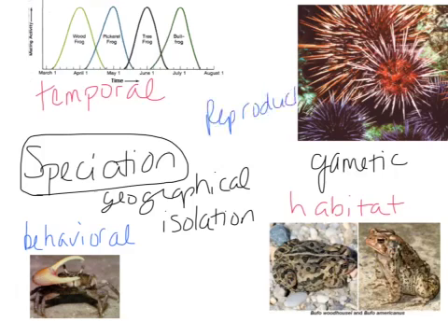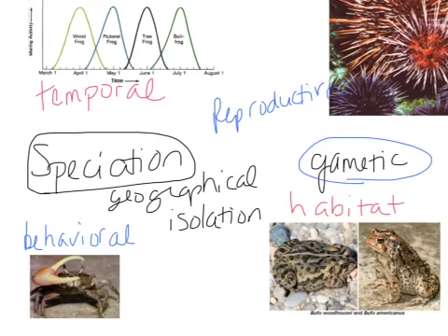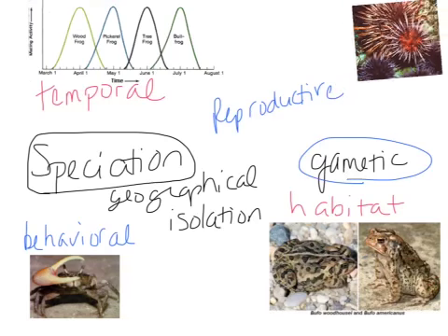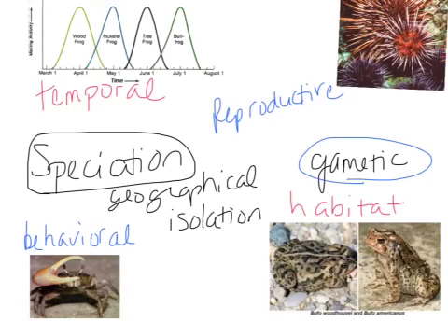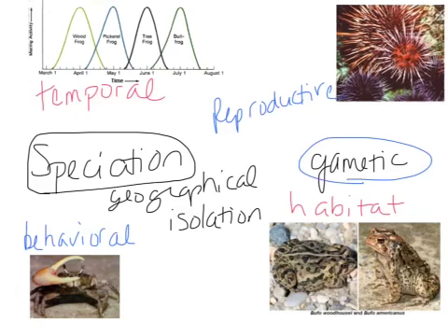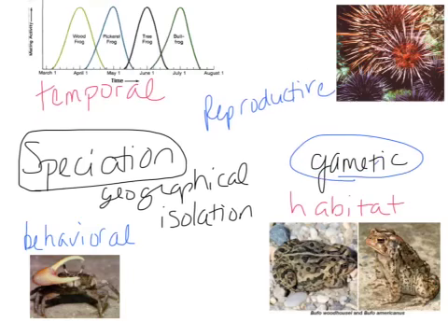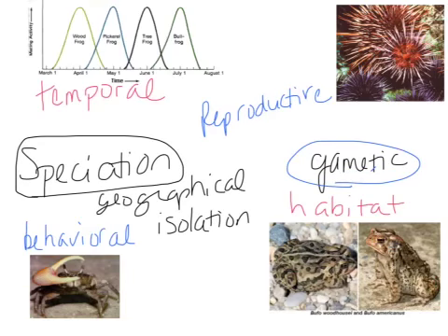We've also talked in class about reproductive isolation, and there are two forms of reproductive isolation. You could have gametic isolation, where the two gametes do not come together anymore. For instance, in this picture, these are sea urchins. They release gametes into the water, but their gametes are incompatible with one another. So they can live in the same place, but they are still reproductively isolated.